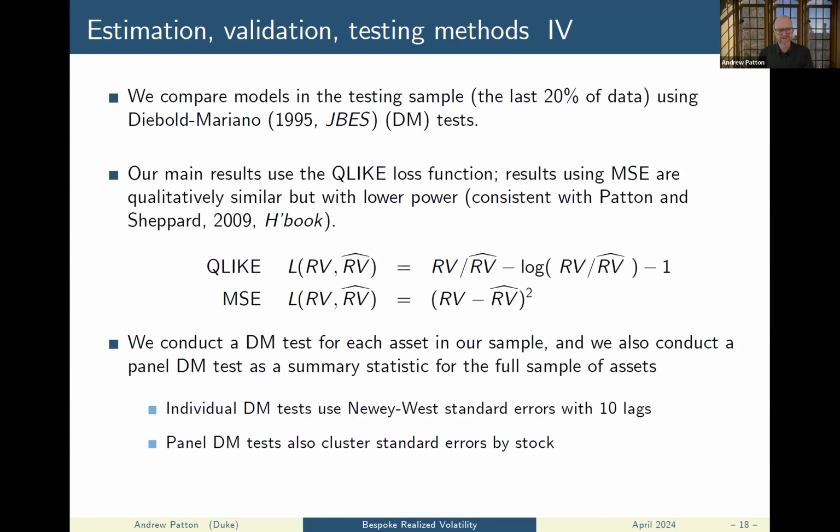Now I'm going to summarize the results using Diebold-Mariano tests to compare the out-of-sample losses from the forecasts. The results I'm going to show you here focus on QLIKE loss. We have some results for mean squared error in the paper. Those are broadly in the same direction, but just a lot lower power. And I'm doing an overall summary across all of the stocks using a panel Diebold-Mariano test. And that's just trying to summarize 880 individual tests into a single number.